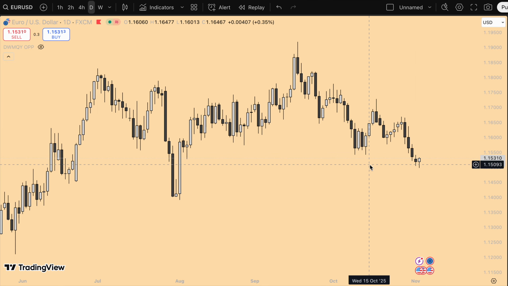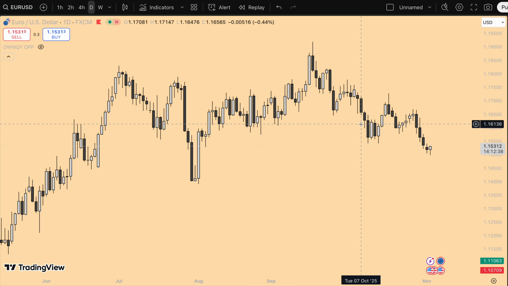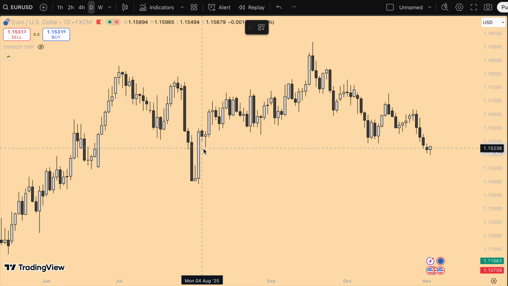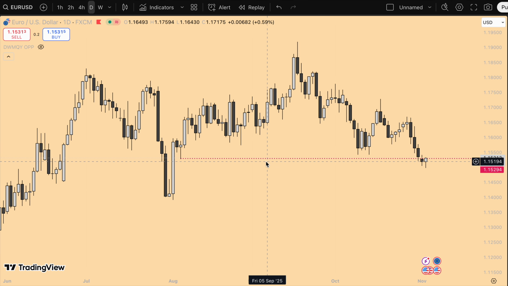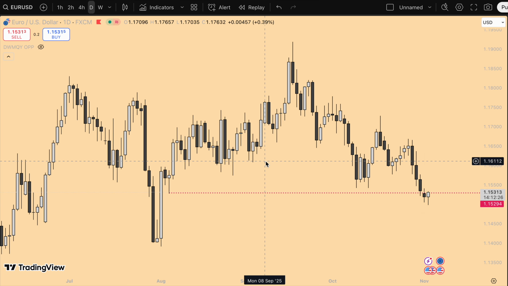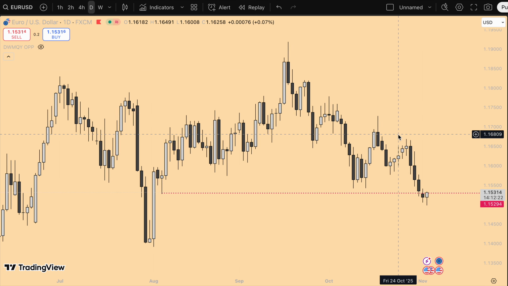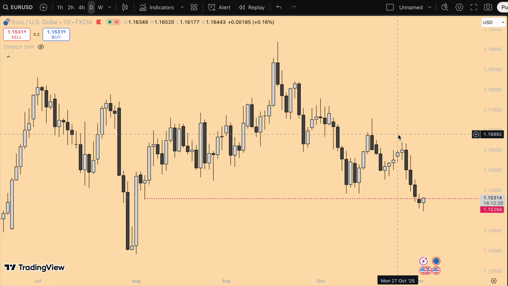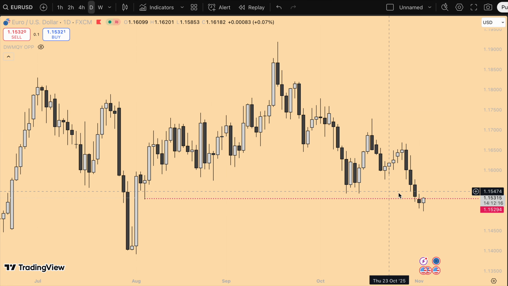Guys, EUR/USD didn't move much yesterday, but as you can see over here, we've grabbed this final liquidity low. Let me mark that out. So we've grabbed this final liquidity low, and if you've been here, we've been targeting this low. And what do we expect after a low has been taken?